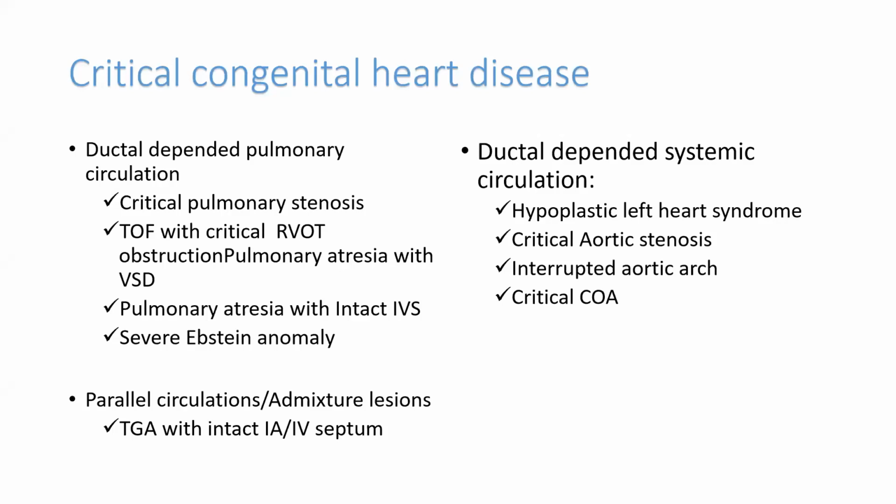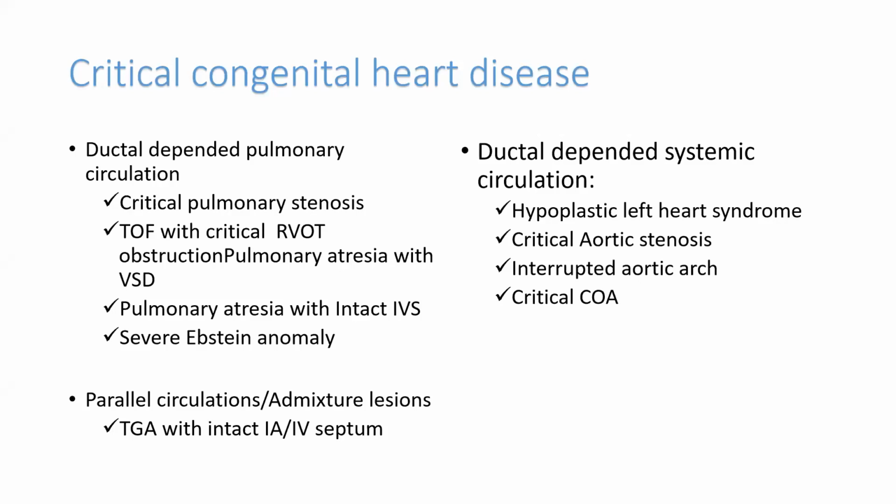And as a result, it requires the doctors to shunt the blood from the pulmonary circulation back into the systemic circulation to ensure that there is some degree of circulation into the systemic vessels. Then the third one is where there is interrupted aortic arch.